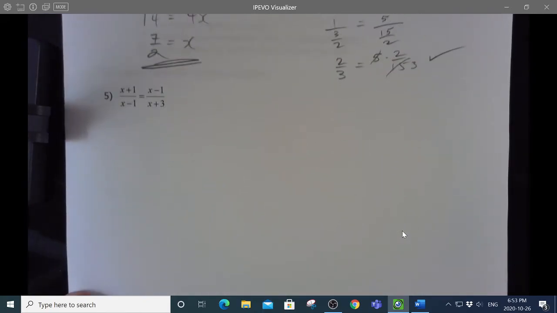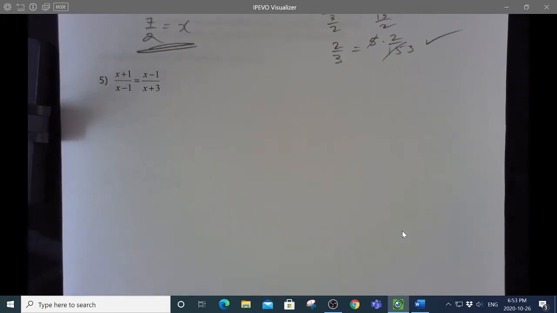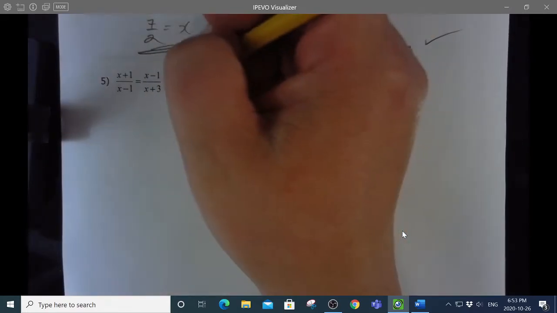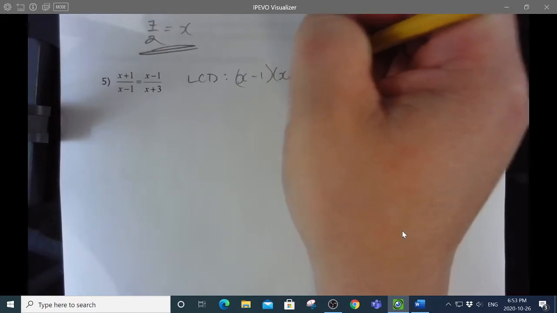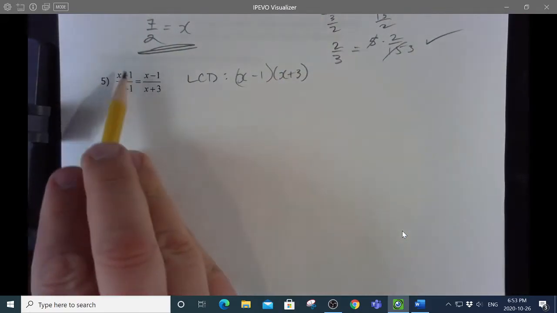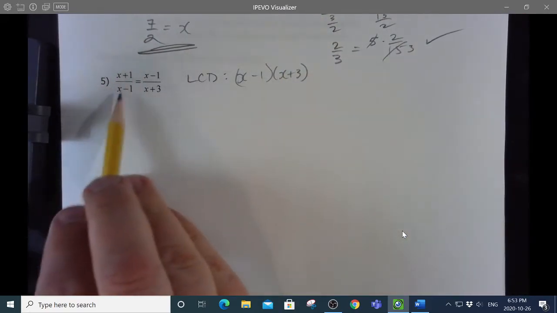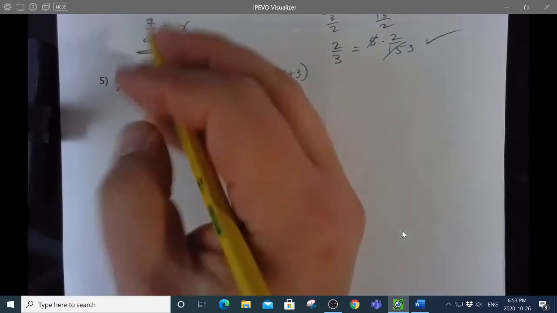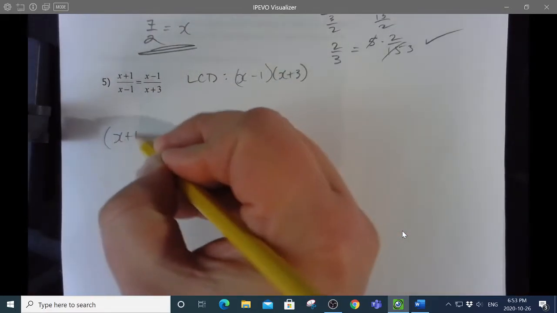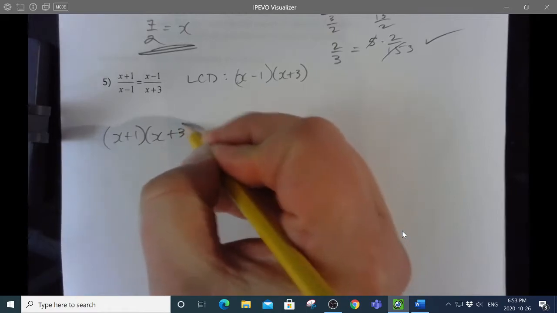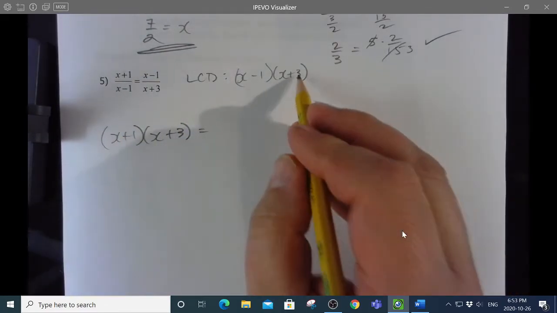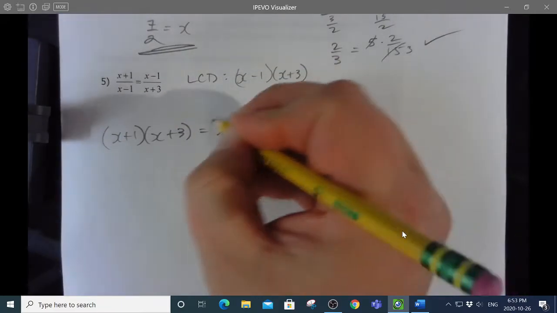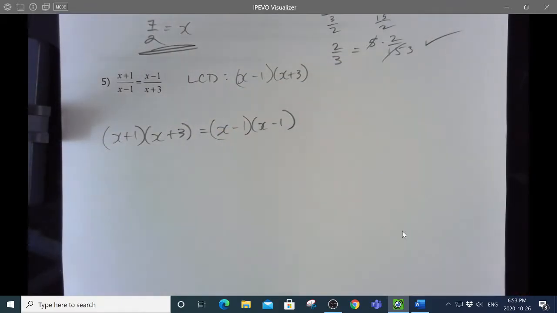Okay, this guy. All right, so my lowest common denominator here is x minus 1 times x plus 3. So when I multiply both of these things on the left side, it'll cancel the x minus 1, and I have x plus 1 times x plus 3. When I multiply this side by both of those things, the x plus 3's cancel, and I have x minus 1 times x minus 1.